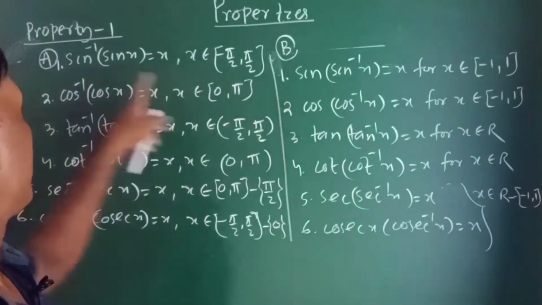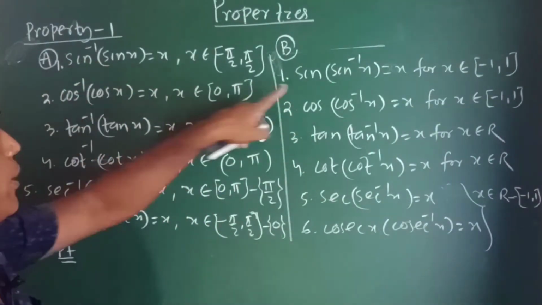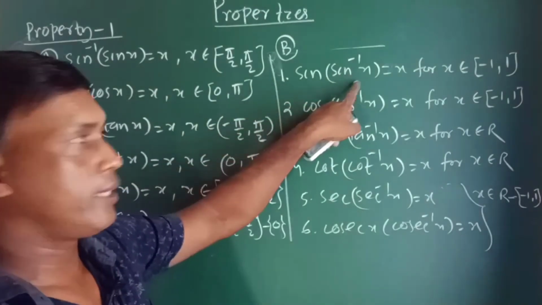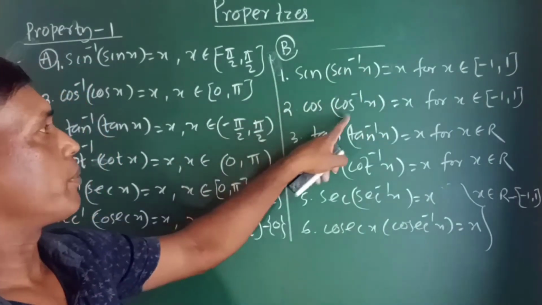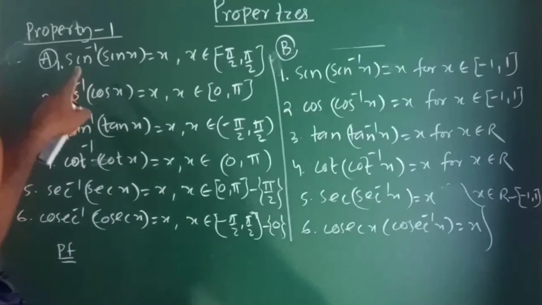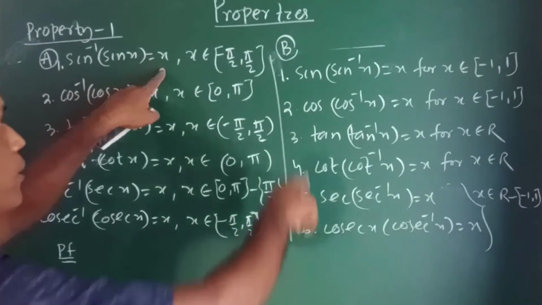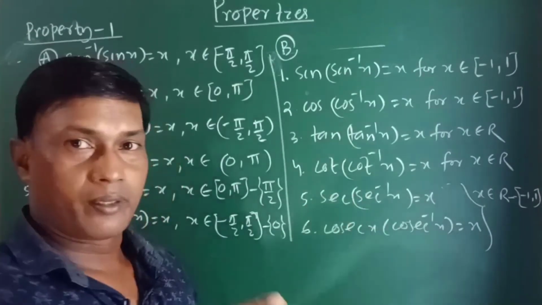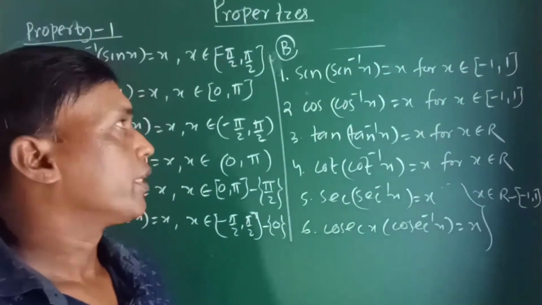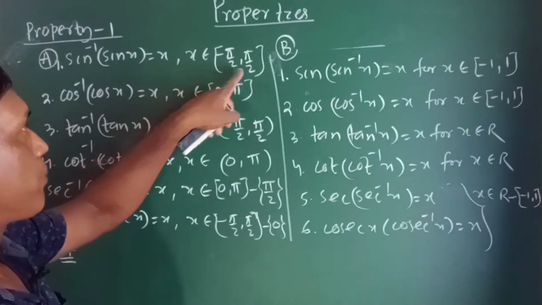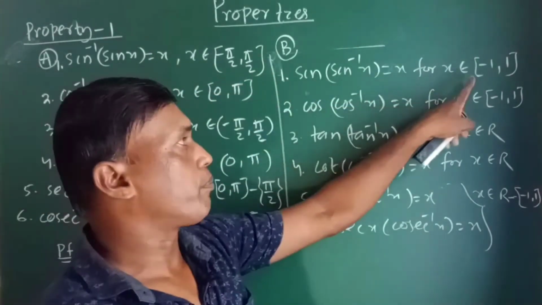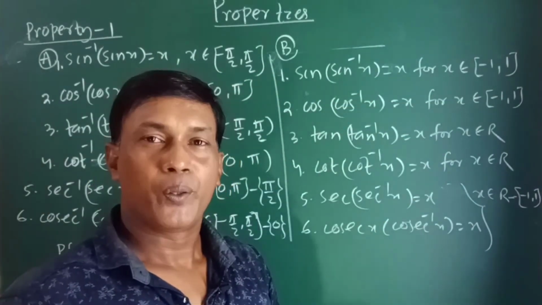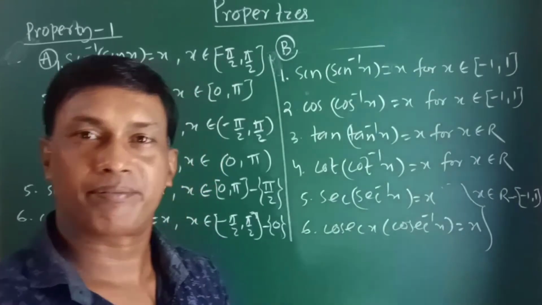And here is sine inverse of sine x, but sine of sine inverse x is x, cos of cos inverse x is x. Just compare: sine inverse of sine x is x, sine of sine inverse x is x, but the domain differs. Here x belongs to minus pi by 2 to pi by 2, here x belongs to minus 1 to 1. So where does x lie?